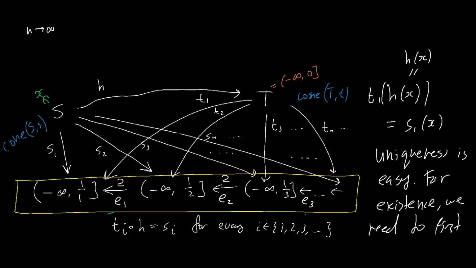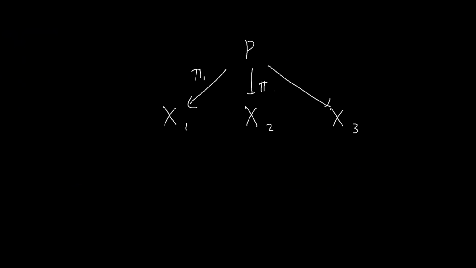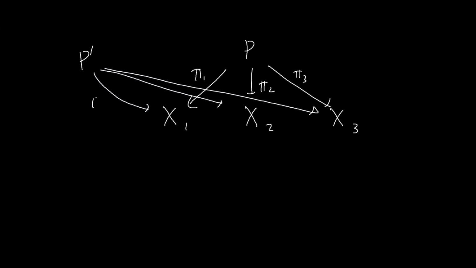Okay, so how is this notion of limit similar to the product of objects? If we look again at the product of a family of objects, let's say we have 3 objects in the family. A product P is an object P together with these projection maps, such that for any other object P prime together with projection maps, we have a unique h here, that makes this triangle commute, that triangle commute, and this one commute.